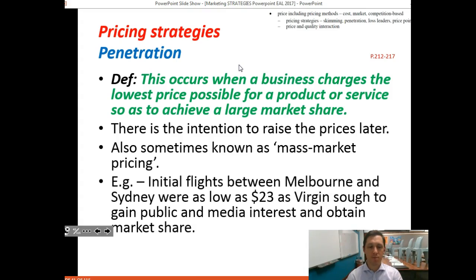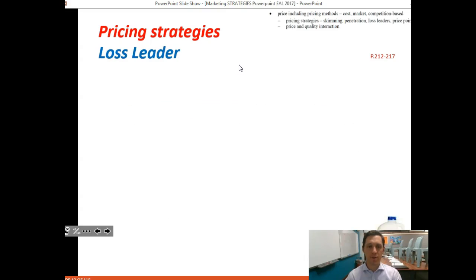For example, initial flights between Melbourne and Sydney were as low as $23 when Virgin sought to gain public and media interest and obtain market share. Definitely a penetration strategy, and it backs up what I said before. Virgin, at that time anyway, was part of a global airline entity, and Virgin, the parent company, had the capital behind it to be able to absorb significant losses, and it was prepared to absorb losses for 12 months, 18 months, 2 years, while it established its foothold in Australia, got market share, and now its prices are certainly much higher than that. Tiger did a similar thing too when they came to Australia, albeit I don't think as successfully.